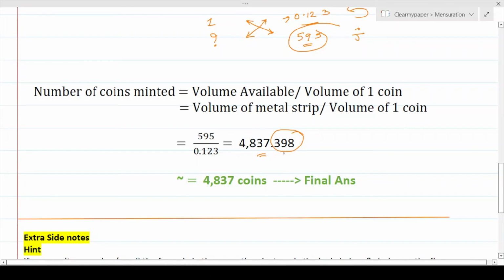So if this is your decimal answer, the number of coins cannot be in decimal, because we cannot say you take a 0.398 coin. So we'll just ignore the decimal part and say it's going to be approximately 4837 coins. That should be your final answer. So that's how you calculate.